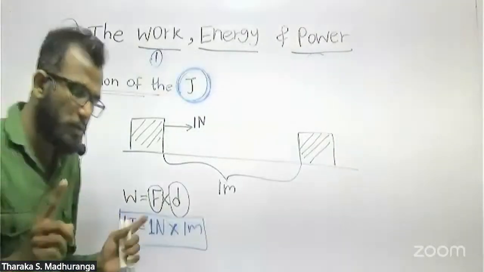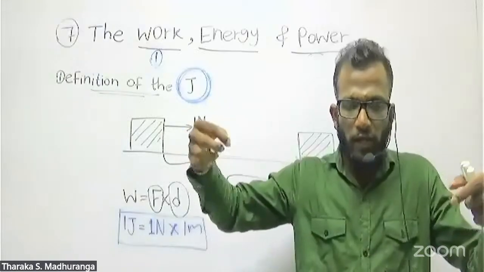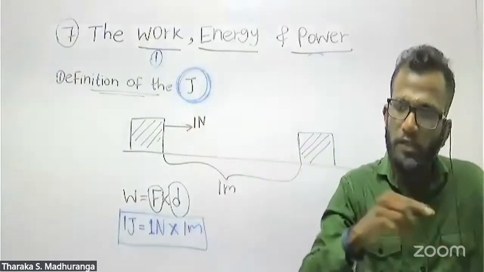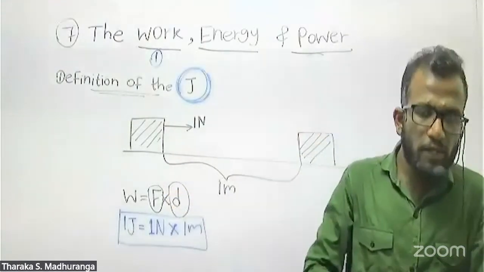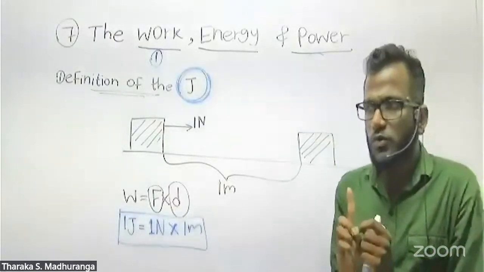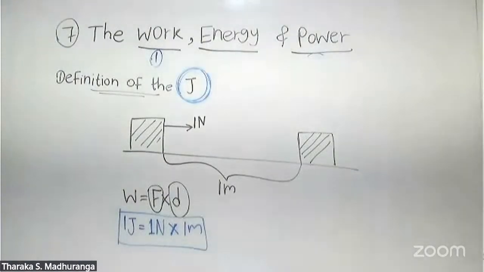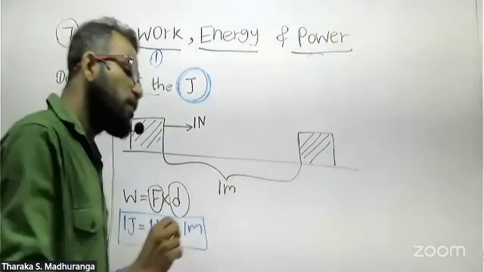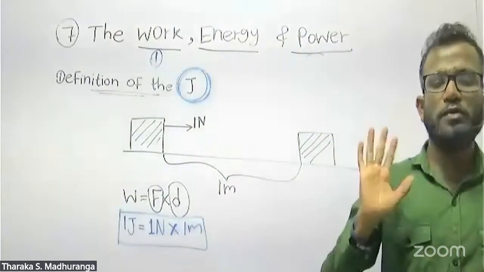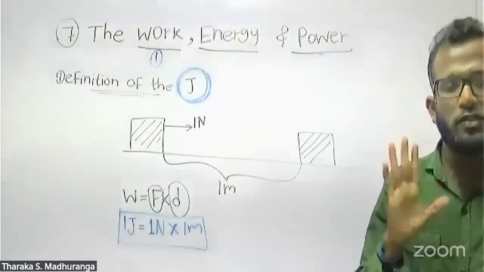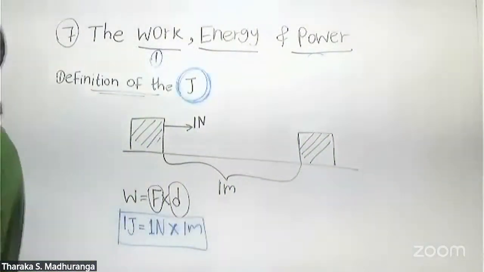Then what does 1 joule mean? Any object, by applying 1 Newton external force, when displaced 1 meter, the work done by this object we call 1 joule. Then you can explain that in the exam paper in your own words, but you should mention the keywords. That's important. I will explain in the tutorial part what the keywords are.